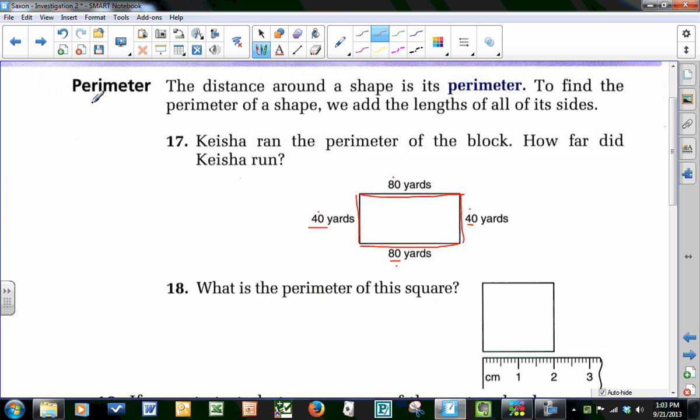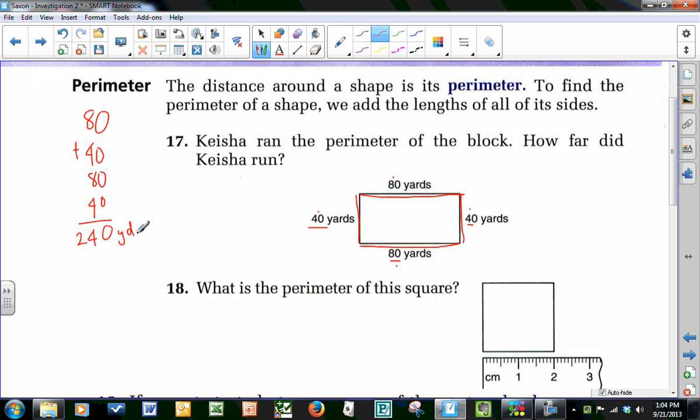So 80 plus 40 plus 80 plus 40. There are lots of ways you could solve this. You could just add up all the zeros there. That would be easy, of course, but then you have 8 plus 4 is 12, and 8 plus 4 is 12, and 12 plus 12 is 24. So you would put 240 yards.